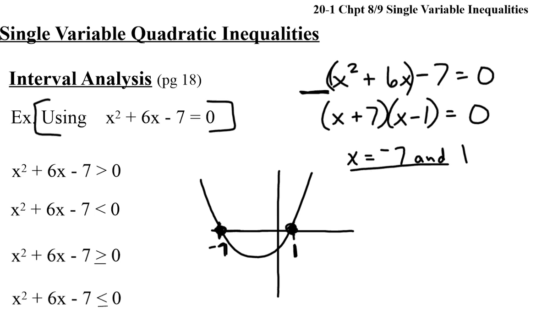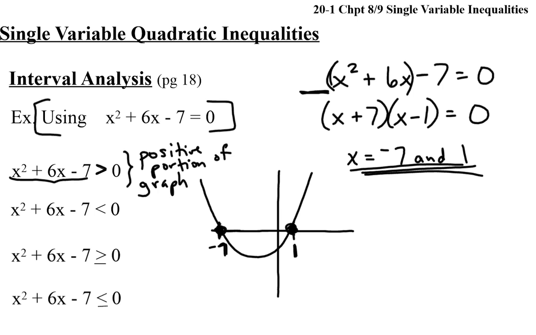So that's the equation. Now, when we look at the inequality possibilities, again, we don't want just individual values. This first one tells us we want the part of the graph that's greater than 0. So this means we want the positive portion of the graph.